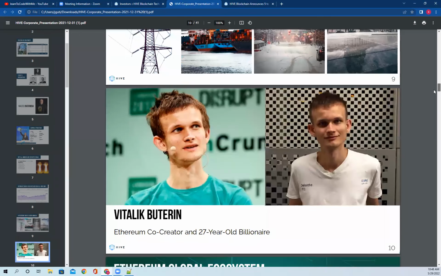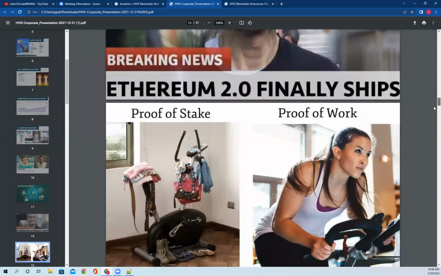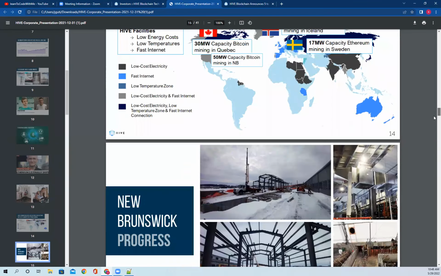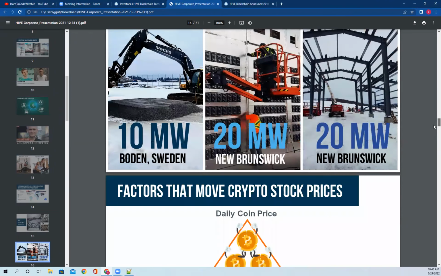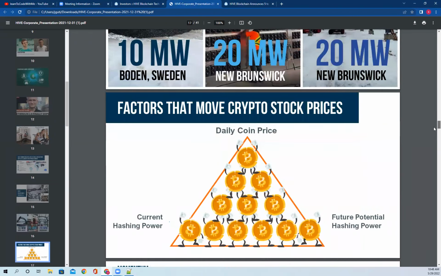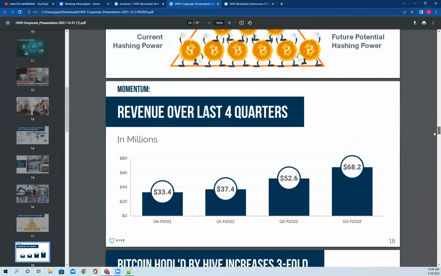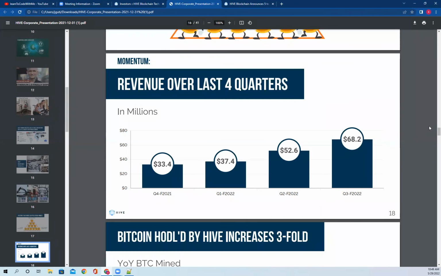The next slide that I want to focus on is slide 18. All of this is good. This is talking a little bit about Ethereum. This company mines both Bitcoin and Ethereum, but I like to just think of it in Bitcoin equivalents, just so we can think of it as just one security instead of dividing our attention between two, because then the math can get a little confusing. So with respect to slide 18, we can see that revenue has significantly increased.